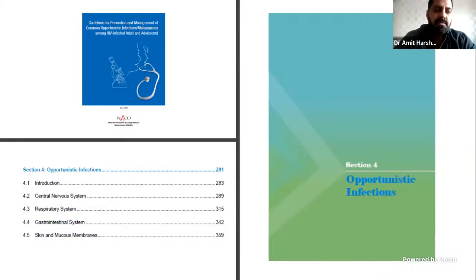Again, for the introduction's sake, because we are starting section 4, which is about opportunistic infections. On the left side of the screen, what you're seeing is the guidelines which were written in 2007. So now, more than a decade later, these guidelines are being revised. On the left side, below, what you're seeing is the number of chapters in the opportunistic infections section. So you have introduction, central nervous system, respiratory system, gastrointestinal system, and skin and mucous membrane. And today we'll be dealing with 4.1 and 4.2, and subsequently all the different chapters would be covered in the subsequent NDLS sessions. Next slide, please.